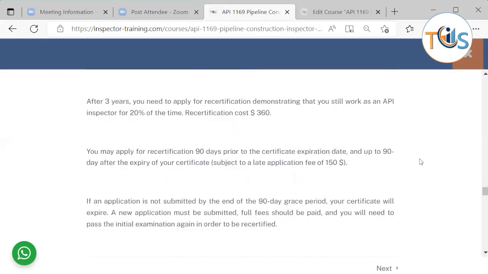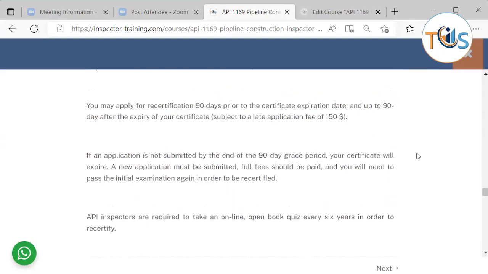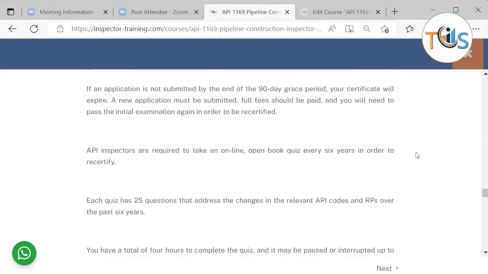After 3 years, you need to apply for recertification, demonstrating that you still work as an API inspector for 20% of the time. Recertification costs $360. You may apply for recertification 90 days before your certificate expiry date and up to 90 days after the expiry date, subject to a late application fee of an additional $150. If you have not submitted even after the grace period, the certificate will expire. That means a new application should be submitted, full fees paid, and you need to pass the initial exam.